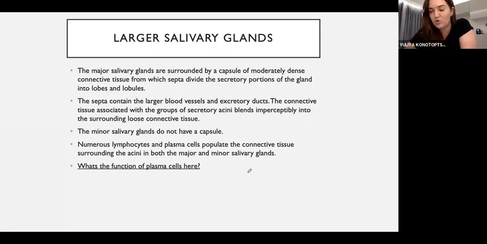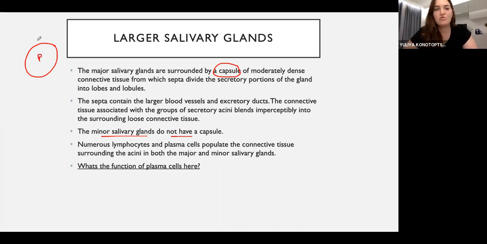How do you know that you're looking at a major salivary gland? It has a capsule. This is a very important distinguishing feature, okay? So minor salivary glands do not have a capsule, but major ones do. If you can imagine that this is your salivary gland, let's imagine it is a parotid, so I'm going to put P, right? What surrounds it is a capsule. And this capsule consists of dense connective tissue, right?